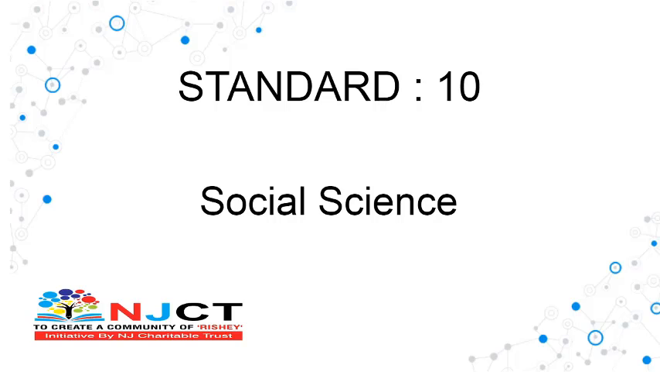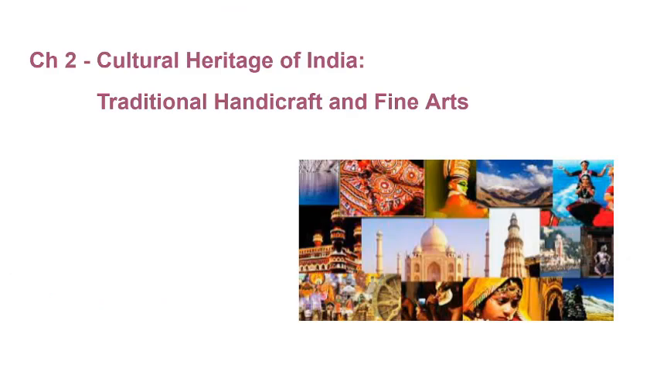We are learning social science of 10th standard and we have started with the second chapter, that is Cultural Heritage of India, Traditional Handicraft and Fine Arts. In the previous video, we have talked about art of weaving. Now in this video, we are going to talk about art of embroidery.